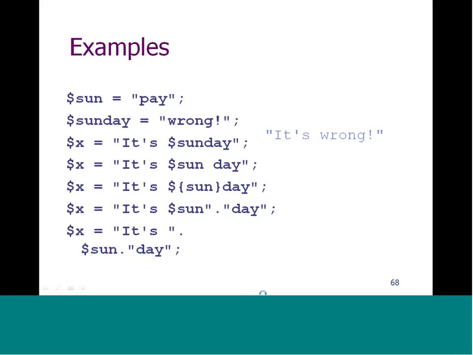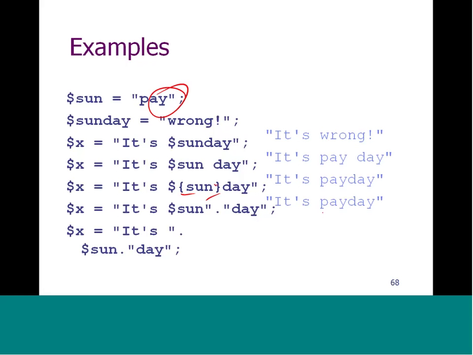Now the next one is sun space day, then it will say it's a payday because sun is assigned to pay. And if you put that inside the parentheses, this will have the same effect. The only thing is now the blank spaces are all gone, so it's right next to it, there's no blank space at all, so it just prints out as it's Sunday. Yeah, so here this variable is being replaced and then you get this Sunday.